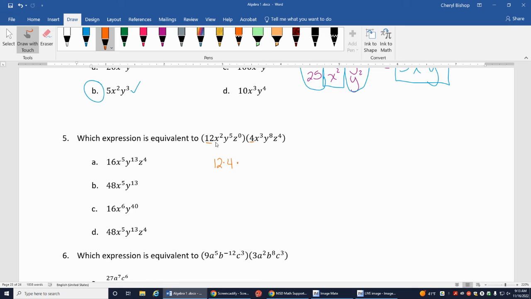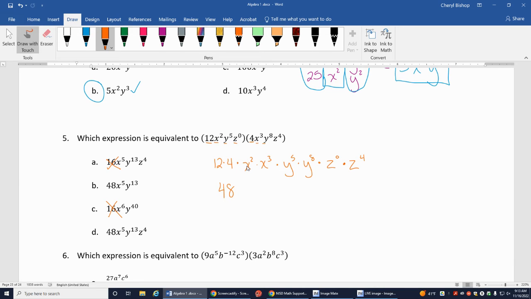And then times, now I'm going to look at my x's. I'm going to have x squared times x cubed. Then I'm going to look at my y's. I've got y to the fifth times y to the eighth. And then my z's. I have z to the 0 times z to the fourth. Okay, so now I'm going to do my multiplication. 12 times 4 is 48. So now I can eliminate A and I can eliminate C.